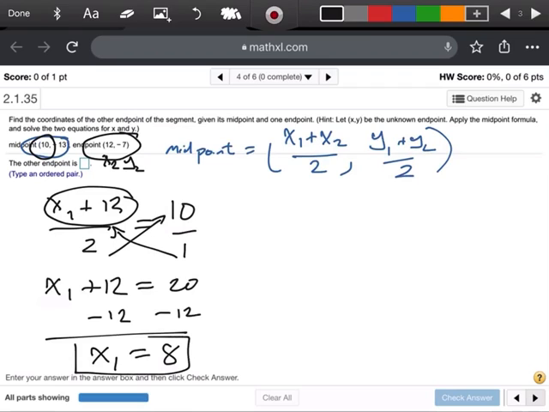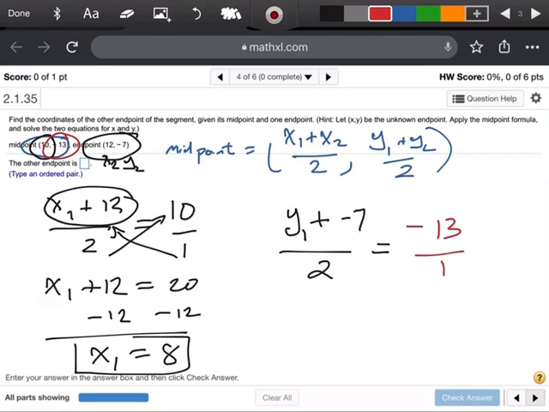Okay. And then I'll do the same thing for the next part. So we'll say y1 plus y2, which is a negative 7, all over 2, is going to be equal to the y value here, which is a negative 13. I'll think of that over 1. Again, I'm going to cross multiply, 1 times this and 2 times that. So I'll still end up with a y1 right here plus negative 7.